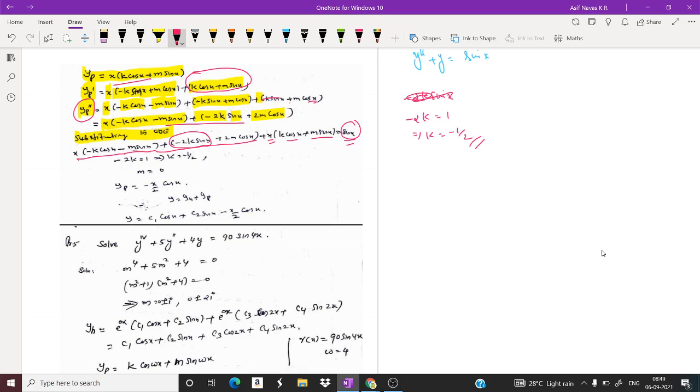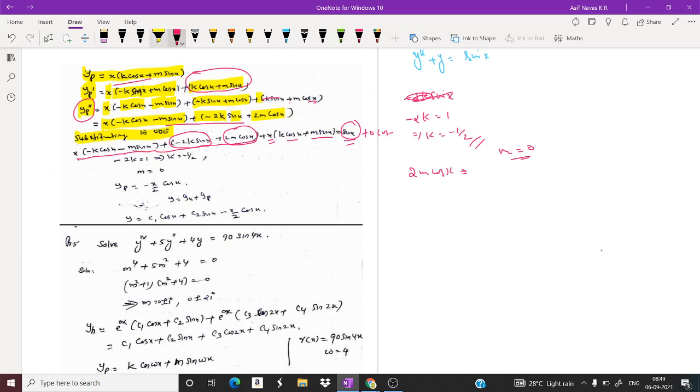Similarly, here x into m sin x is there, and also we have 2m cos x. 2m cos x is there, then m equal to 0. There is no cos term. So m equal to 0. So k equal to minus 1 by 2 and m equal to 0.